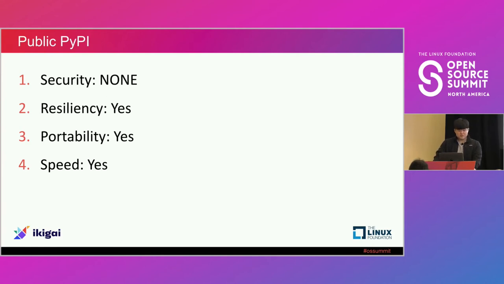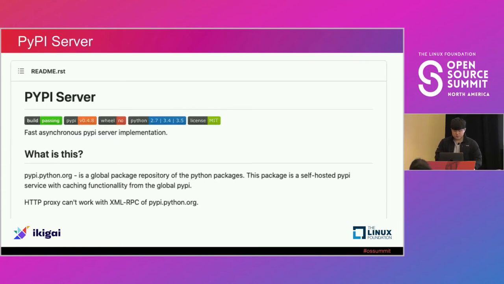Resiliency, yes. Portability, yes. Speed, yes. This uses a CDN. So if your code base can be public, if you're working on open source, sure, use pip, but that's not why I'm here. So we're going to explore different options, starting with PyPI server.